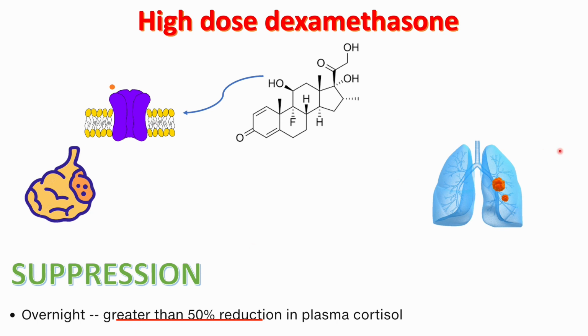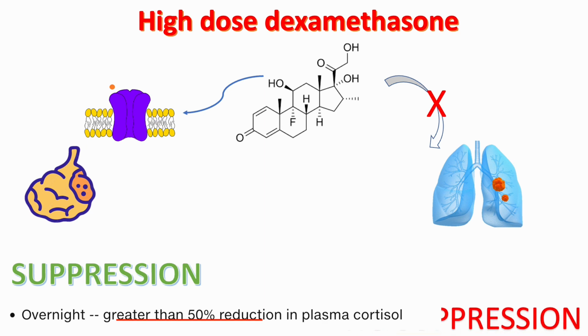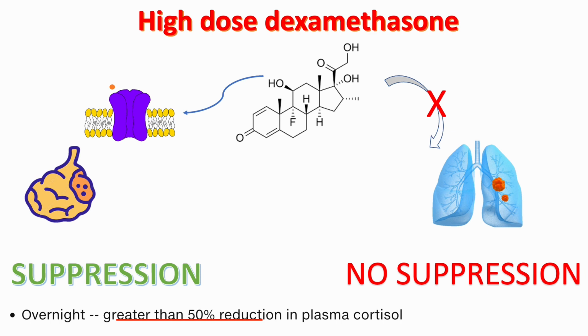That's suppression. Versus, for example, lung cancer, the tumor cells obviously do not have receptors for dexamethasone, so it's not going to suppress any further ACTH production. It's ectopic production, so there's going to be no suppression.